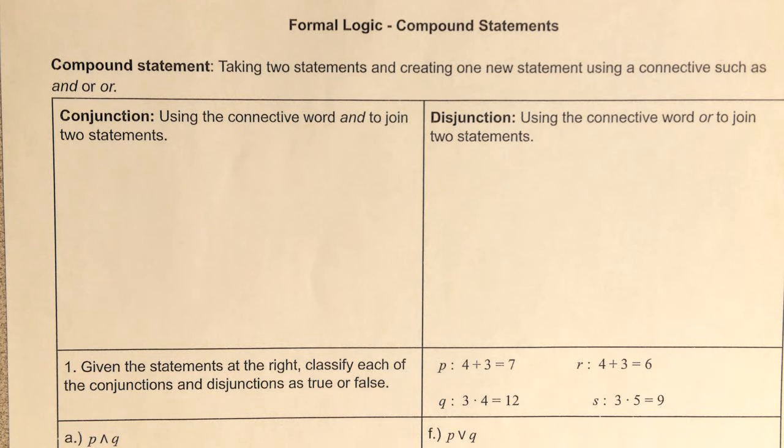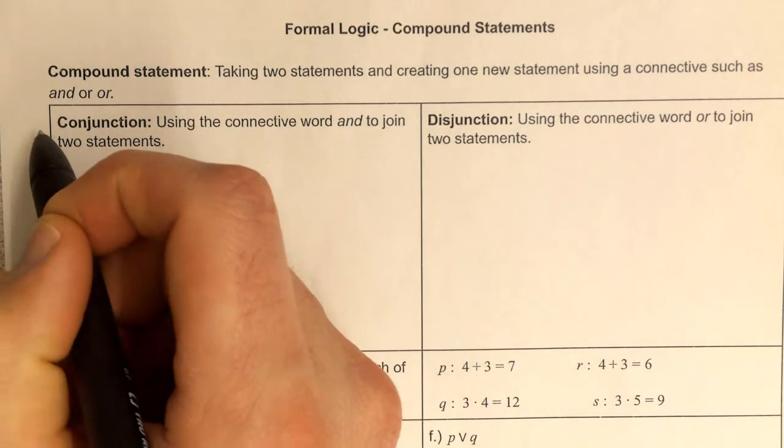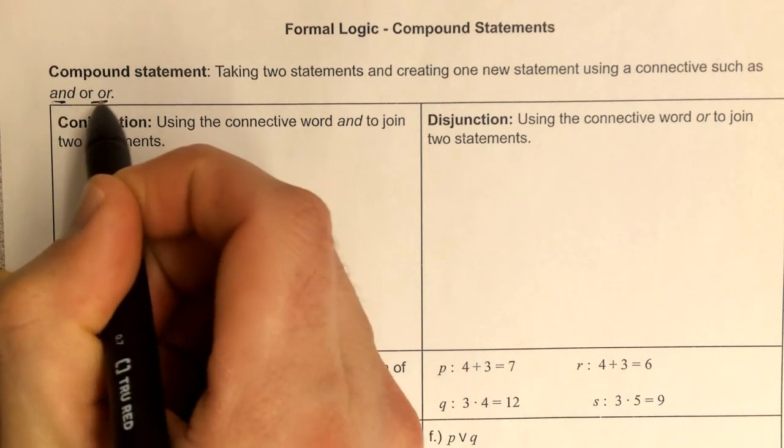All right, we're going to talk about formal logic a little bit more today, and specifically, we're going to talk about compound statements. Okay, so remember from yesterday, a statement has a meaning in logic, that is, to have a value of true or false without any other additional information being necessary. Okay, so today we're going to take statements and put them together. All right, a compound statement is just taking two statements and creating a new one using a connective term, such as and or or.